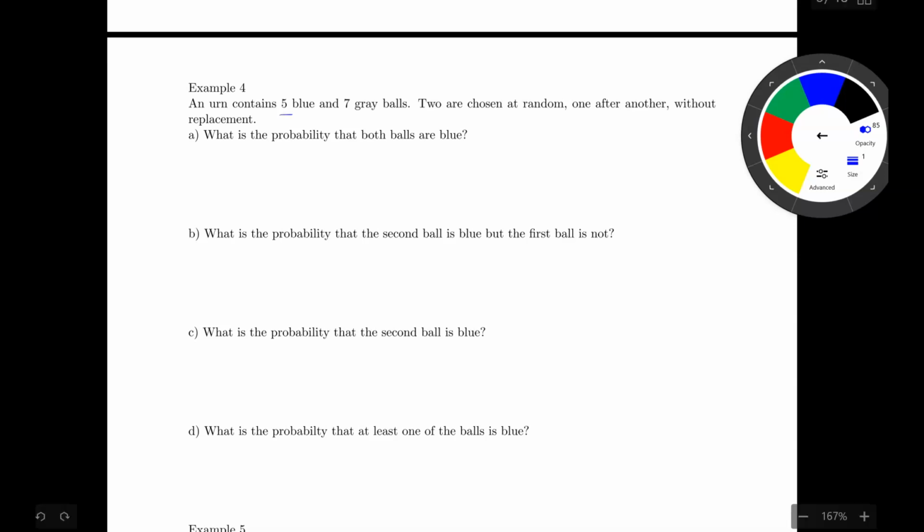Okay, so we've got some blue and gray balls in this big container. 2 are chosen at random. What's the probability that both are blue?